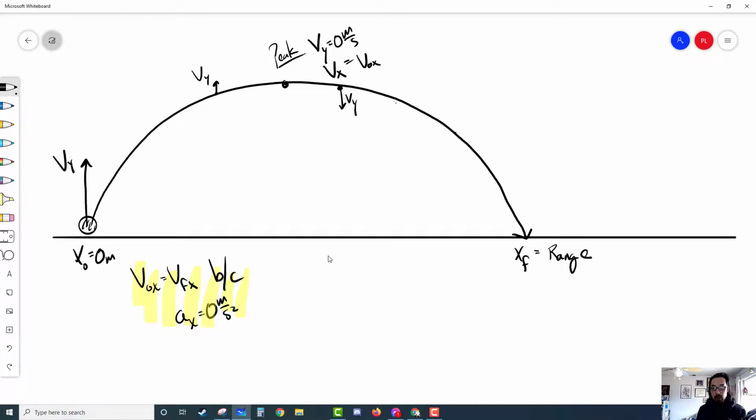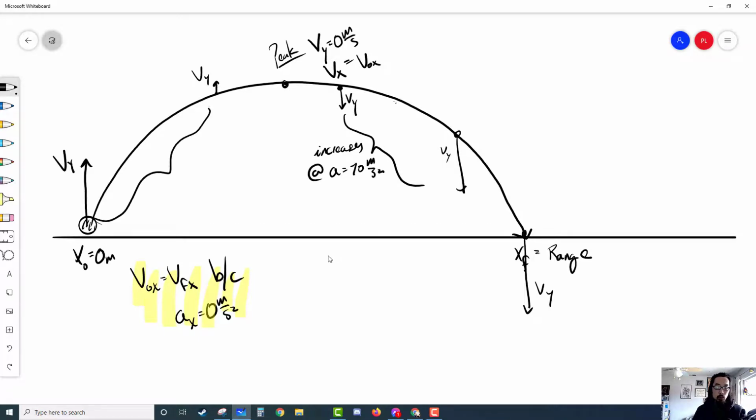All right, so comparing that to here versus to here, right? The y velocity is constantly changing. Now, what is that rate? So here when it's falling, it increases at a equal to negative 10 meters per second squared. And up here, your y velocity, vy, changes by decreasing at a rate of negative 10 meters per second squared.